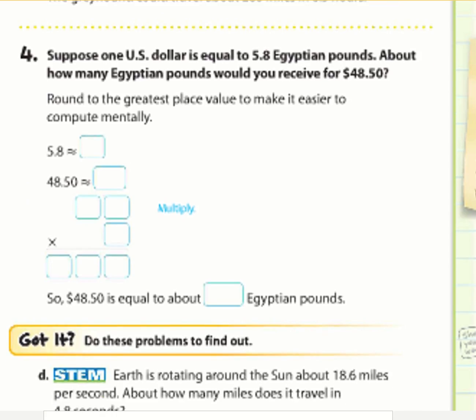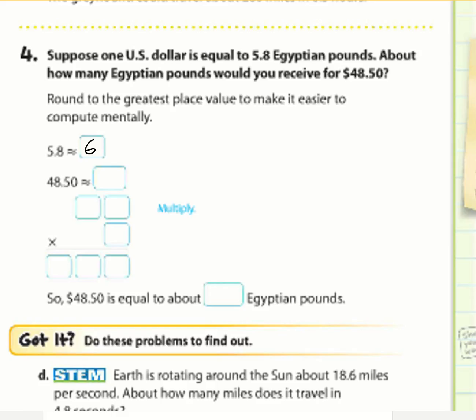So we're going to look at example 4. Suppose $1 US is equal to 5 8/10 Egyptian pounds. About how many Egyptian pounds would you receive for $48.50? Round to the greatest place value to make it easier to compute mentally. So 5 8/10, is that closer to 5 or is that closer to 6? It's going to be a 6.